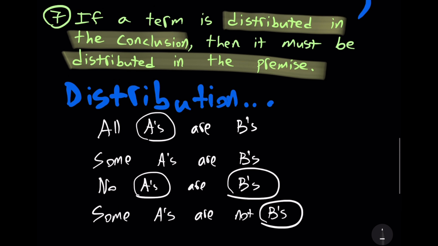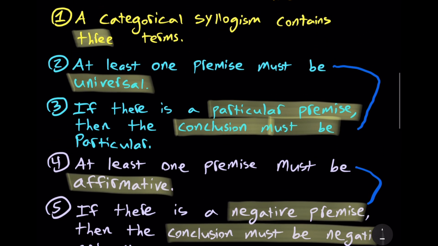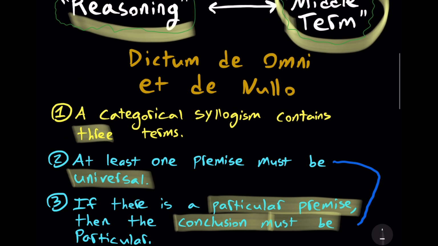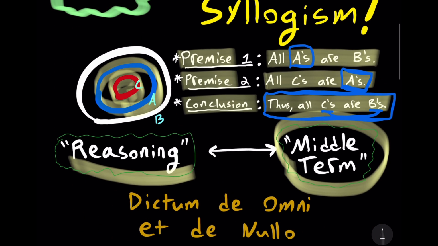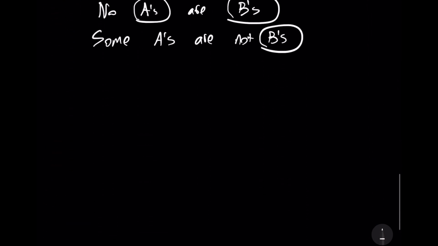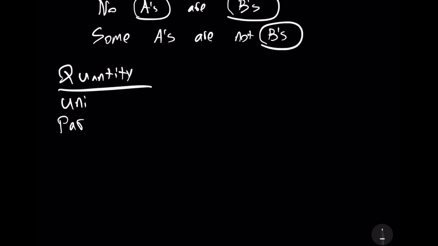But I also like to think about these laws or rules in shorthand, and I think writing them out in shorthand is a quick and easy way to memorize these laws or rules. So let's do that. So this is how I do it, at least. We have, first, quantity. So we need at least one universal premise. We know that if we have a particular premise, then we will get a particular conclusion.